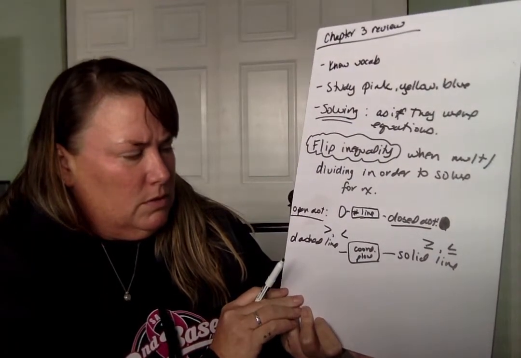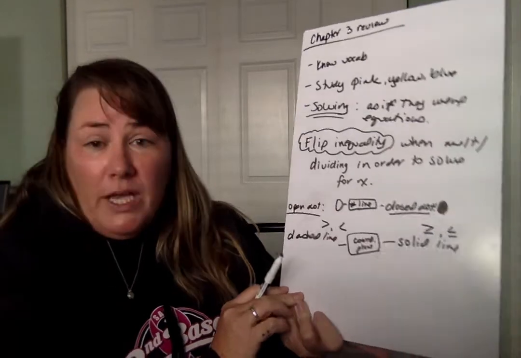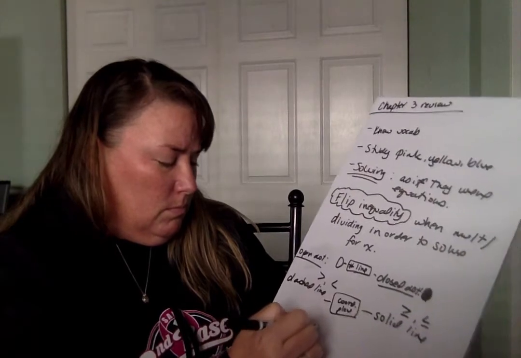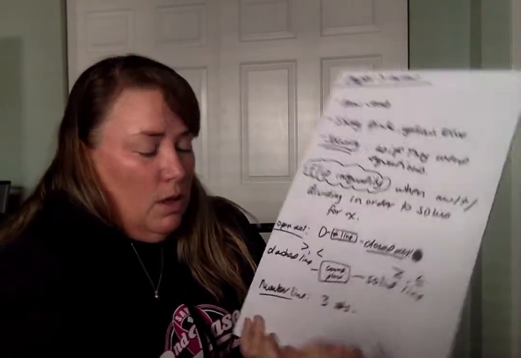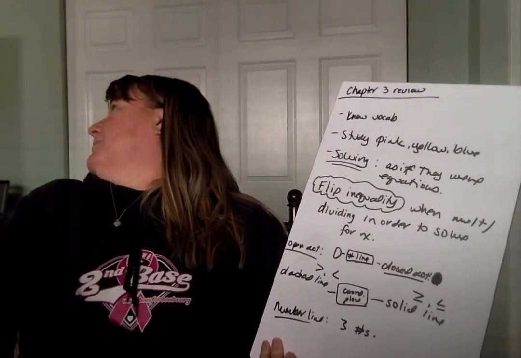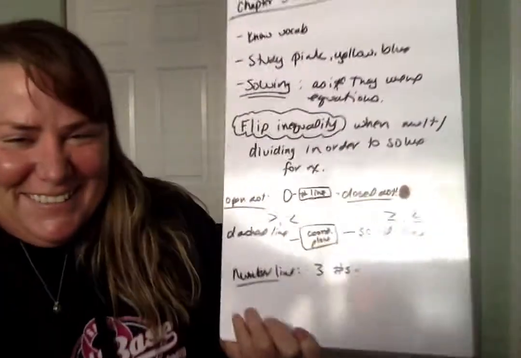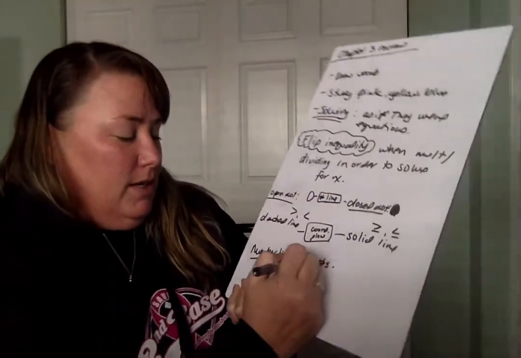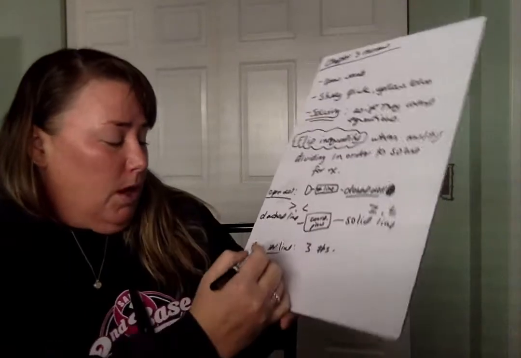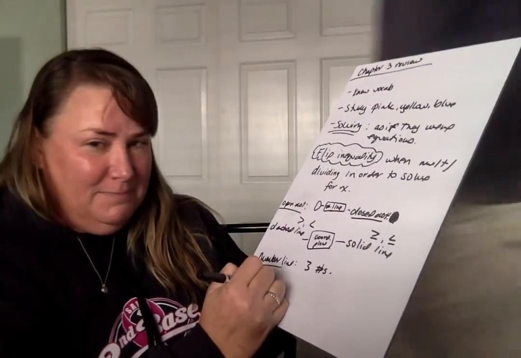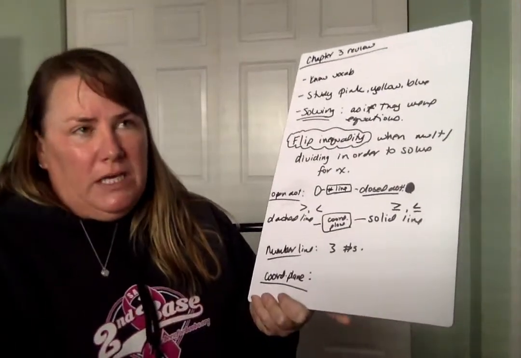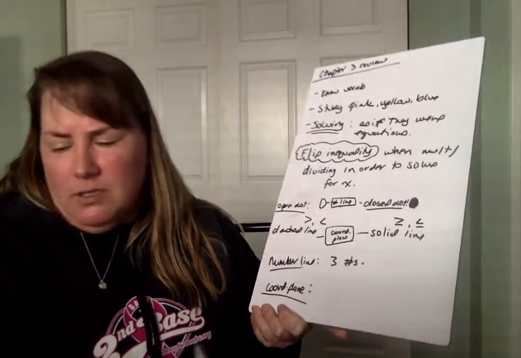Okay, so when you're graphing on your number lines, 3 numbers. 1 in front, 1 in back, and the number you're talking to. Number in front, number in back, and the number that the problem's actually talking about. On the coordinate plane, though, you guys have graph paper, so don't even worry about that.